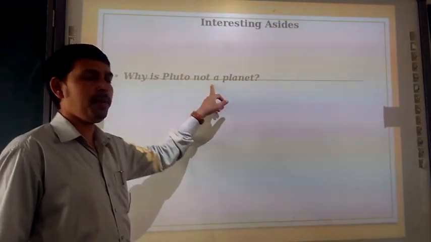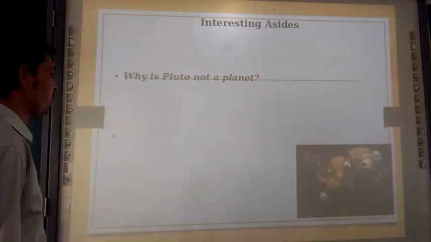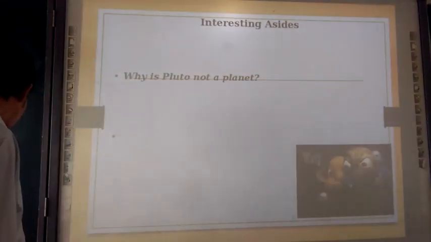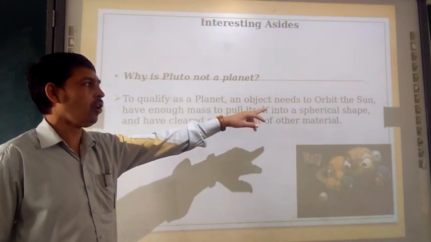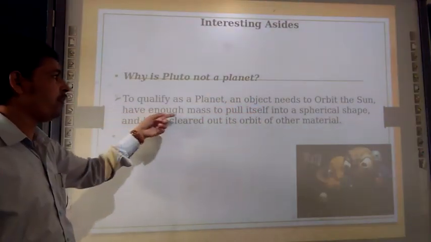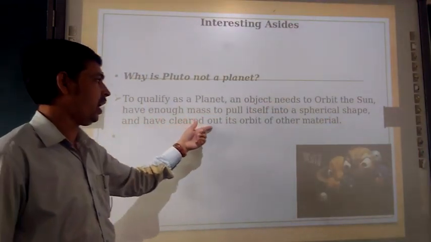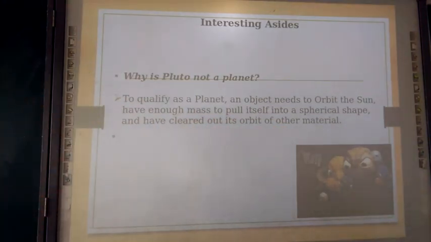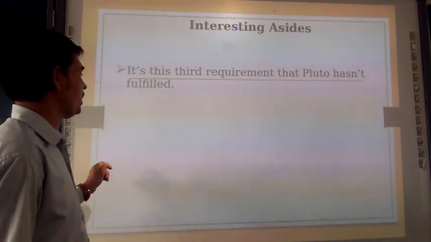Why is Pluto not a planet? So we are going to see. Pluto is very much worried. To qualify as a planet, an object needs to orbit the sun, have enough mass to pull itself into a spherical shape, and have cleared out its orbit of other material. Second, it's the third requirement that Pluto hasn't fulfilled.